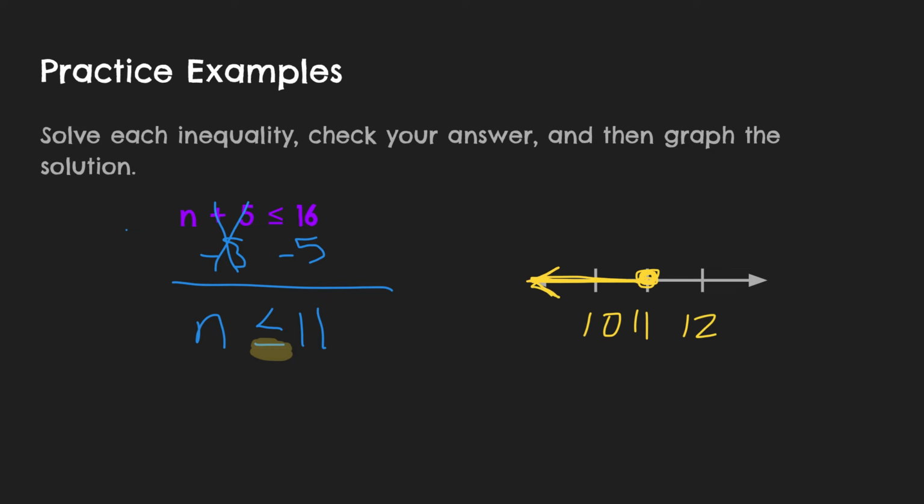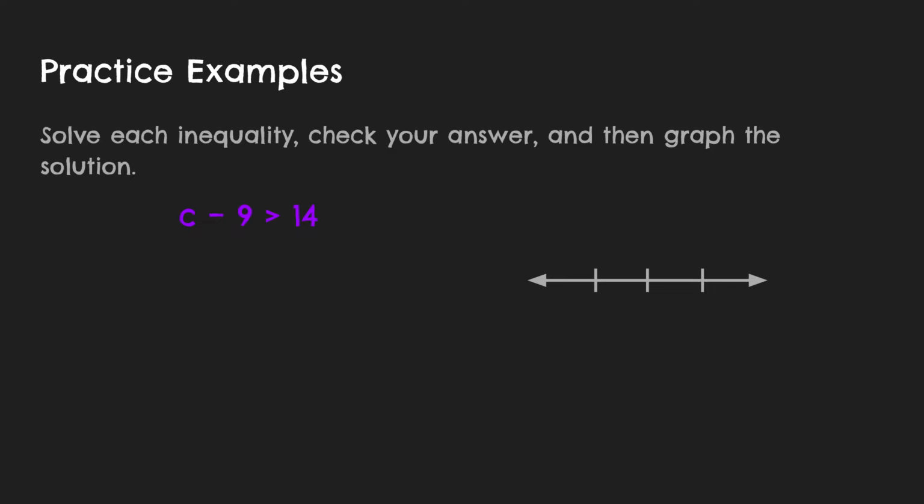All right, let's try another one. C minus 9 is greater than 14. So I want to get C by itself. So I'm going to use inverse operations. So I'm going to add 9 on this side, but I have to add 9 on the other side. I'm keeping it balanced. So that would leave C by itself. I didn't multiply or divide by a negative, so my sign is going to stay the same. And then 14 plus 9 would be 23.